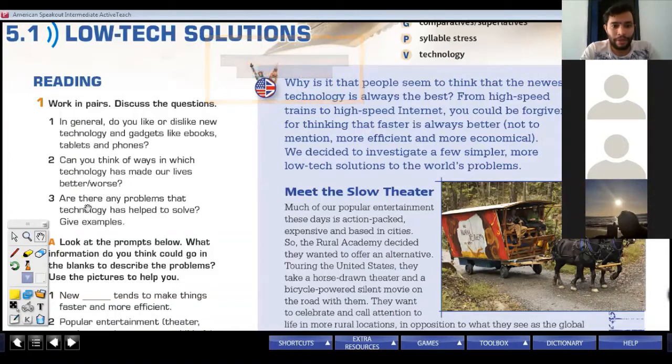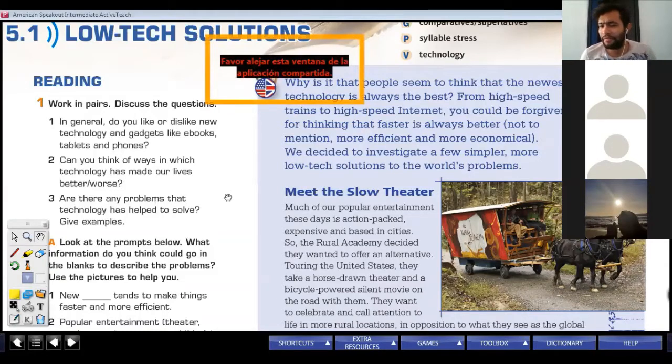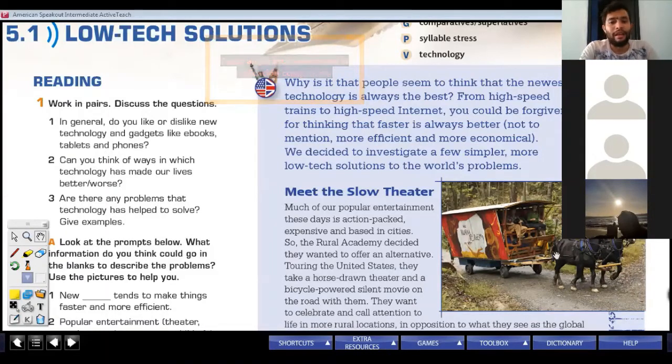How about the third one? The third question says, are there any problems that technology has helped to solve? Is there any example that you have? Or maybe, is there an example? Problems that technology has helped to solve. For example, is this class an example of it? Yes, of course it is, right?